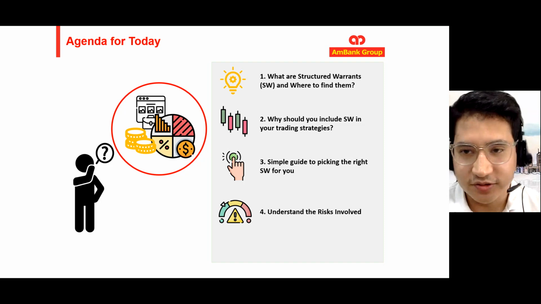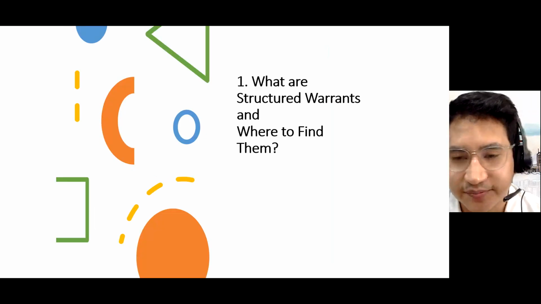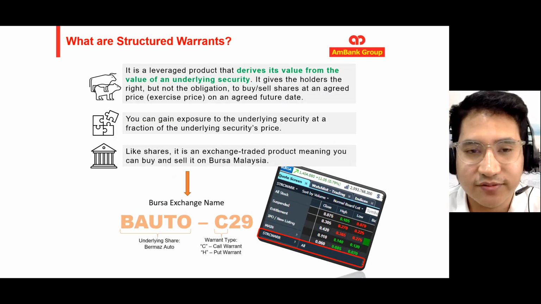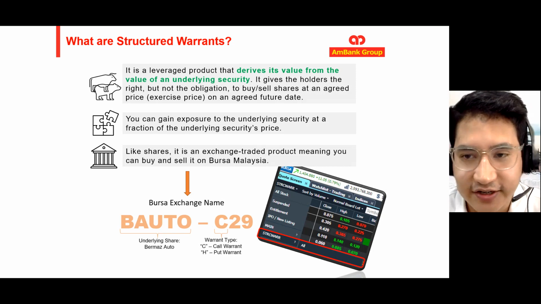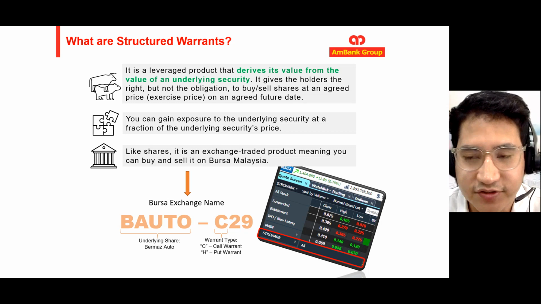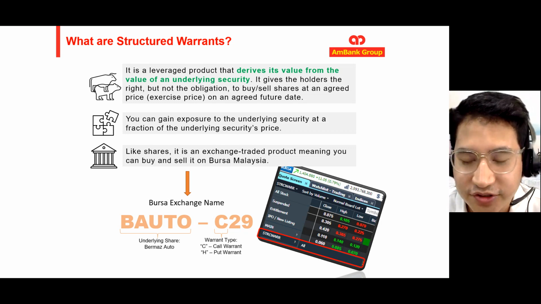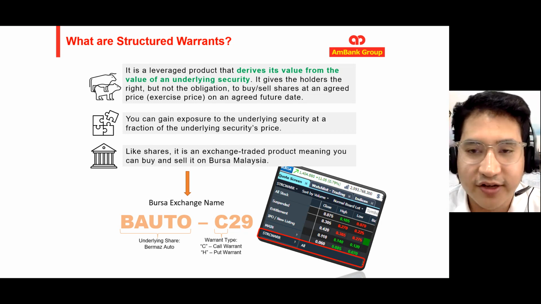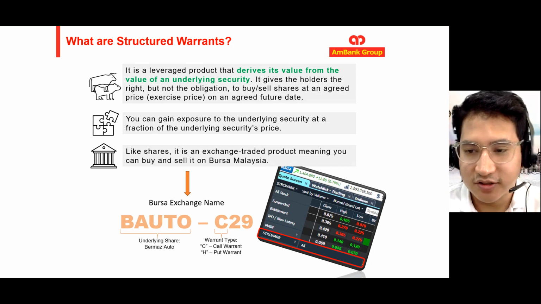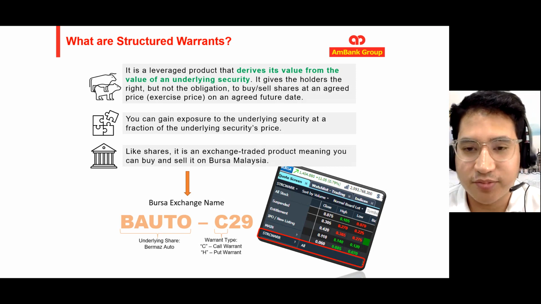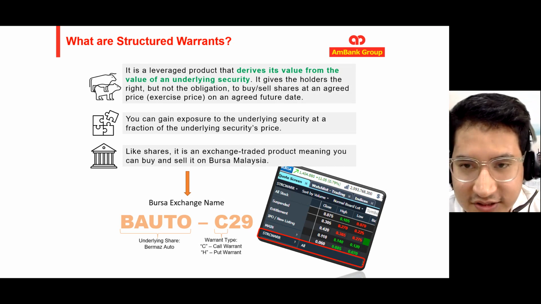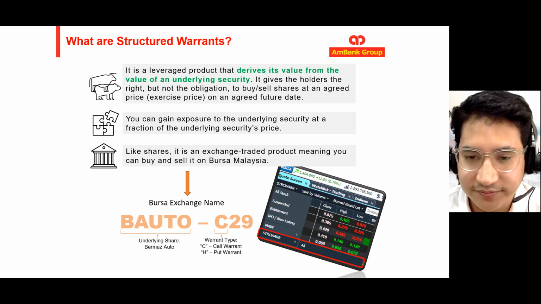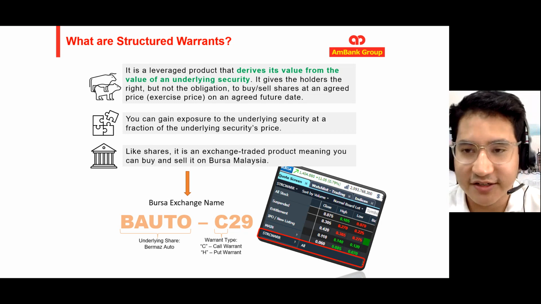So what are structured warrants and where can you find them? Firstly, if you are quite familiar with finance, you may have come across the terms derivatives or options. A structured warrant is basically an option. It is a leverage product that derives its value from the value of an underlying. One of the quickest examples I can think of is apple juice. Apples are the underlying security, and apple juice is derived from the value of apples. That is one of the easy ways to understand it.